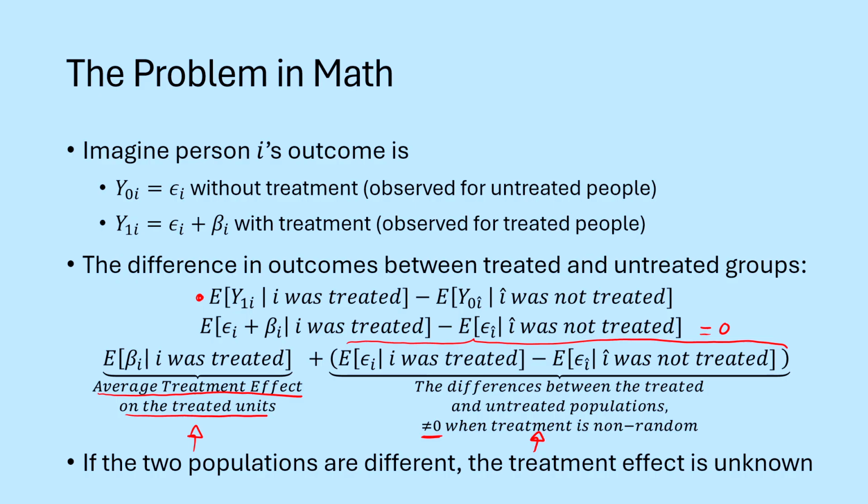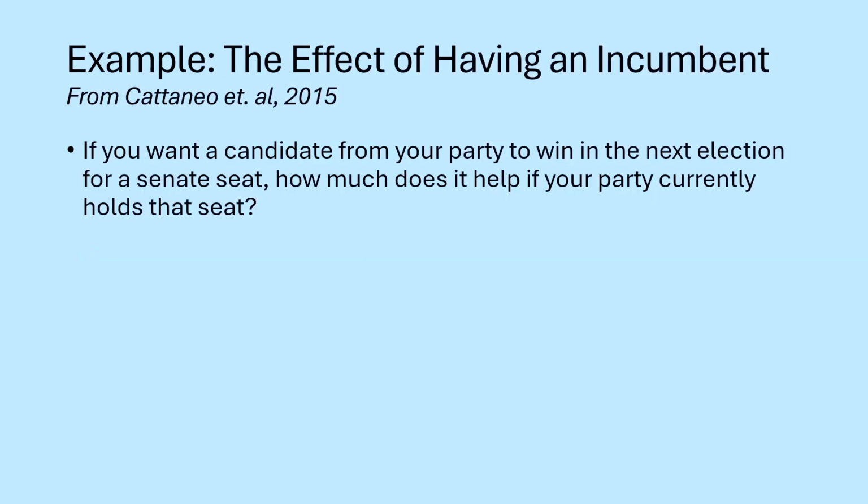That's the problem in math. Now let's get a little bit more specific and look at a real-world example of where this might come about. I'm going to be taking this real-world example from the paper Cataneo et al. It's described in the references in this presentation, which we'll see at the end. And the problem is this.